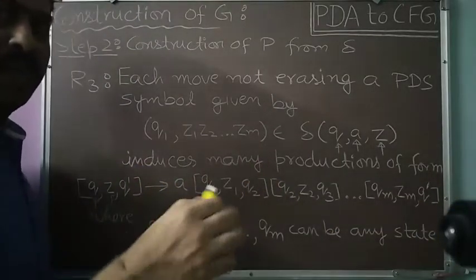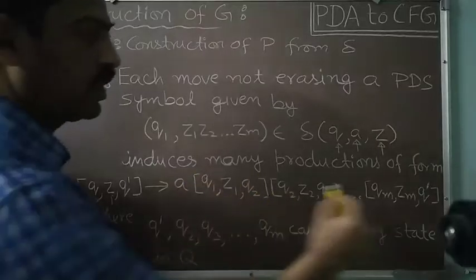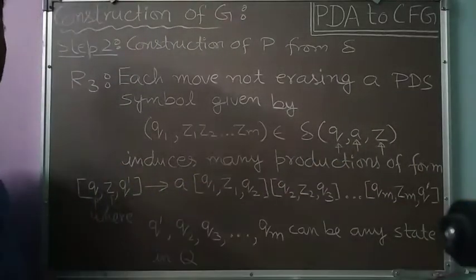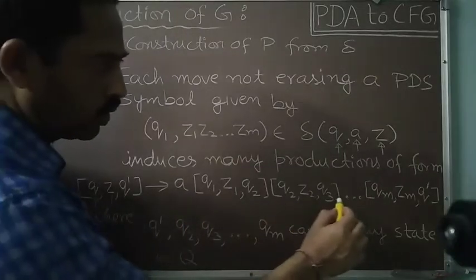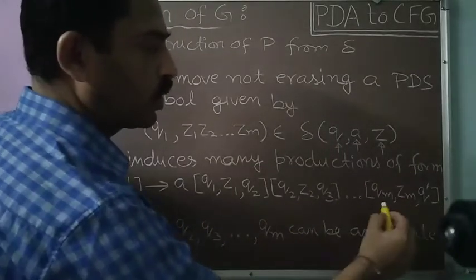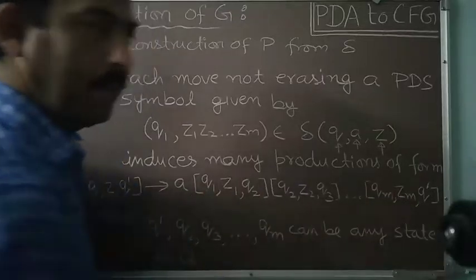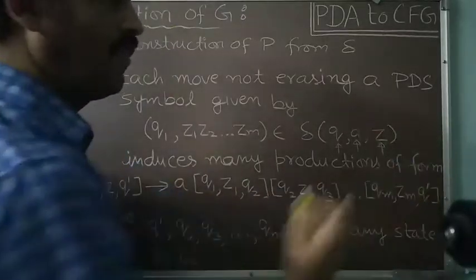A sequence of variables, where each variable is a triple. So there is a sequence of triples, and how many triples are there? You just look here: q1, q2, similarly q3, q4, and so on up till qm. So 1 to m, there are m triples, so there will be m variables there.